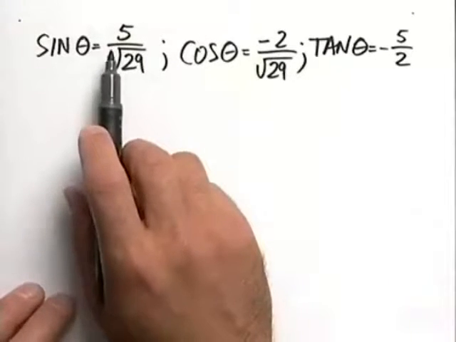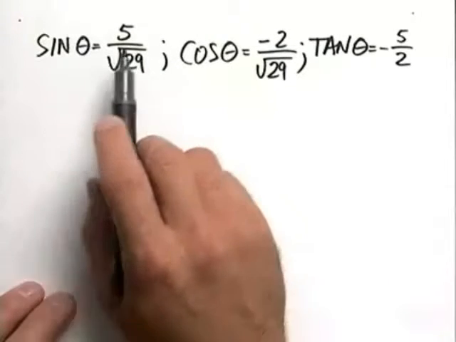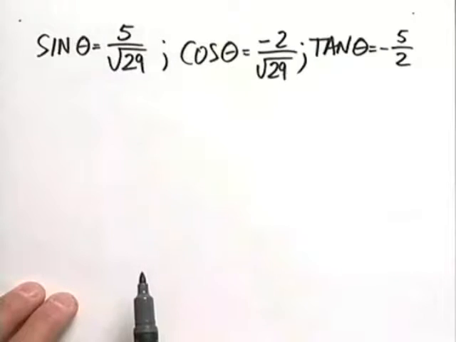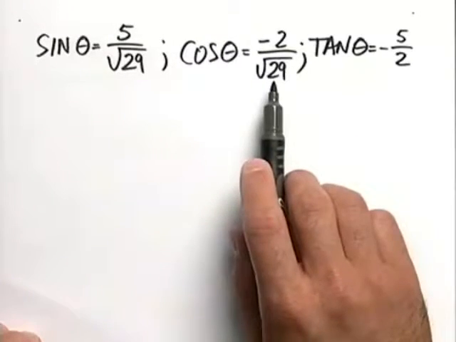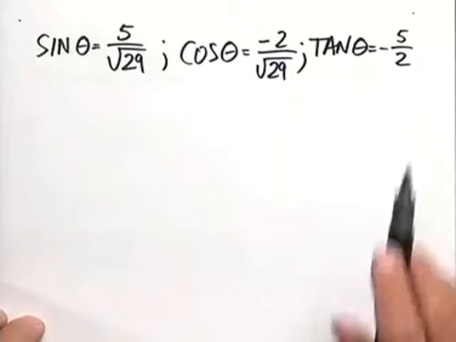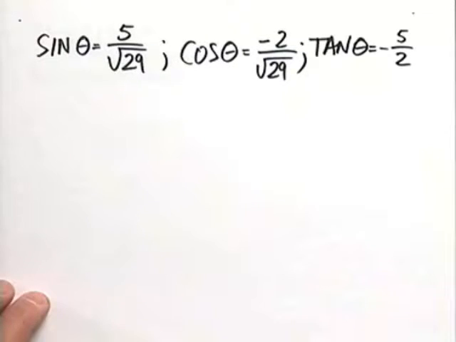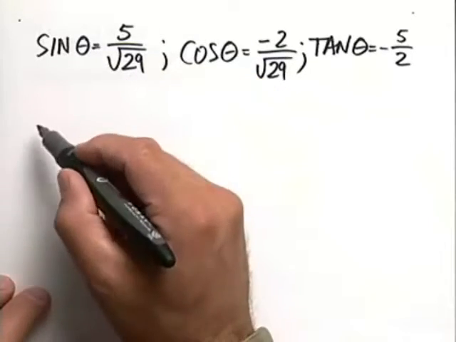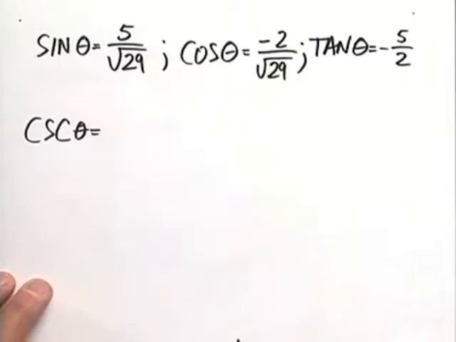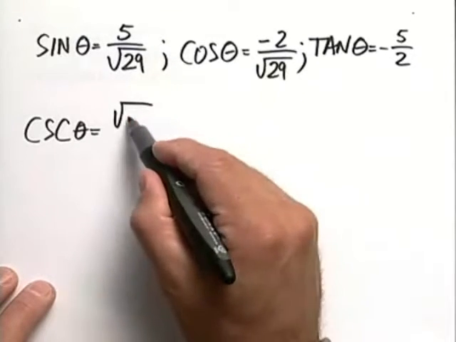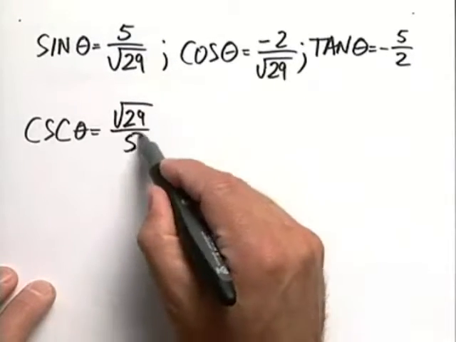Now before we rationalize, we had the sine of theta is equal to 5 over the square root of 29. Similarly, the cosine was negative 2 all over the square root of 29, and the tangent was equal to a negative 5/2. Now remember, there's a reciprocal relationship between the sine and the cosecant. We know that the cosecant of theta is the reciprocal of the sine value. So we can write this as the square root of 29 over 5.